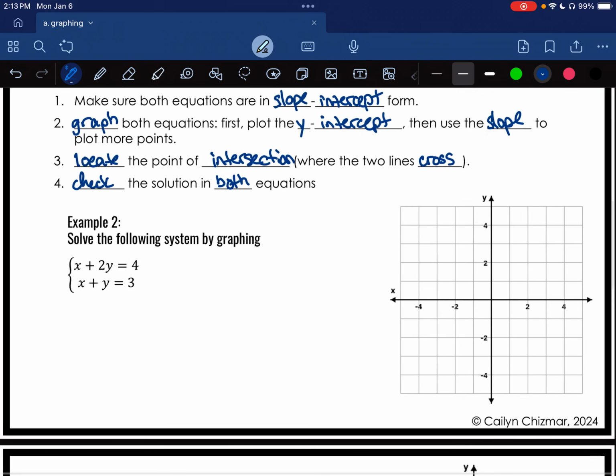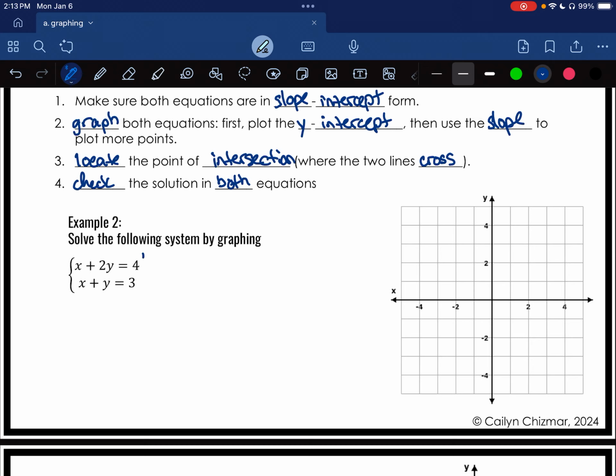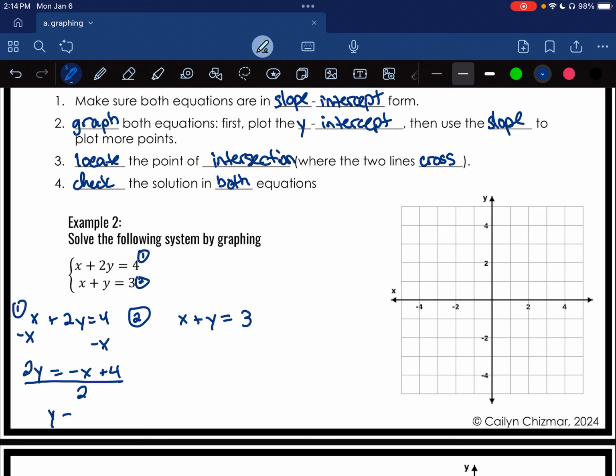Okay, so let's go ahead. I'm going to call this guy equation 1 and this guy equation 2, just because it helps me keep everything straight here. And both of these are in standard form. So we can get slope-intercept form by first subtracting x from both sides of this first one, and then dividing both sides by 2. So we get y is equal to negative a half x plus 2.